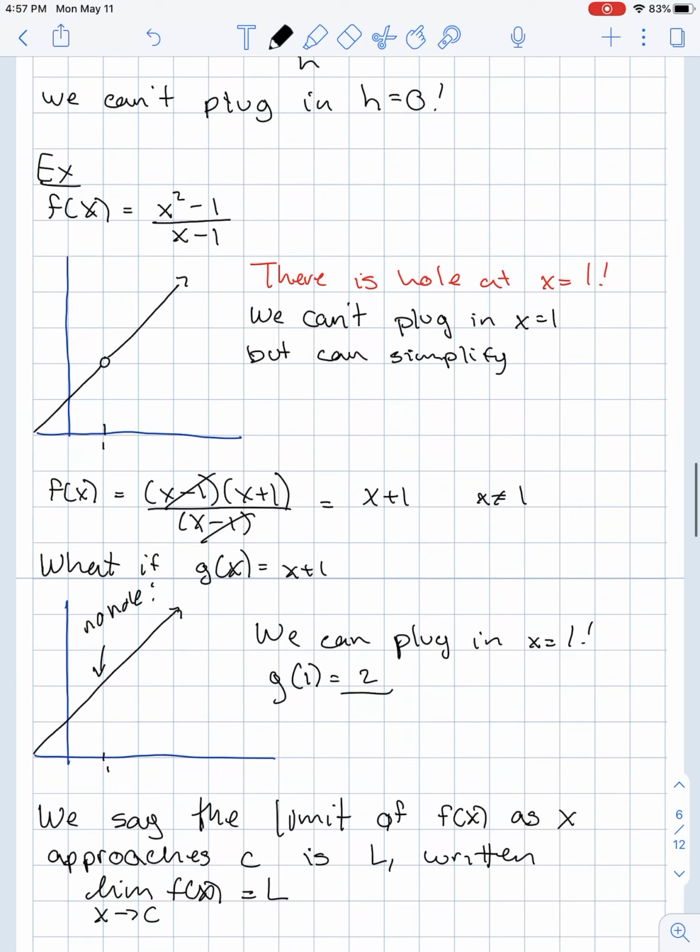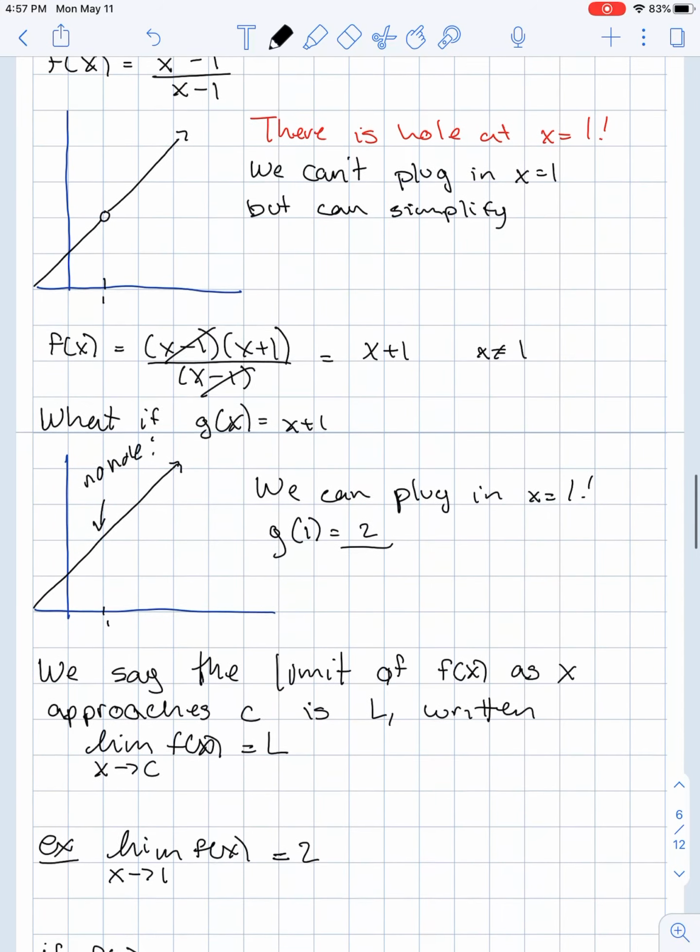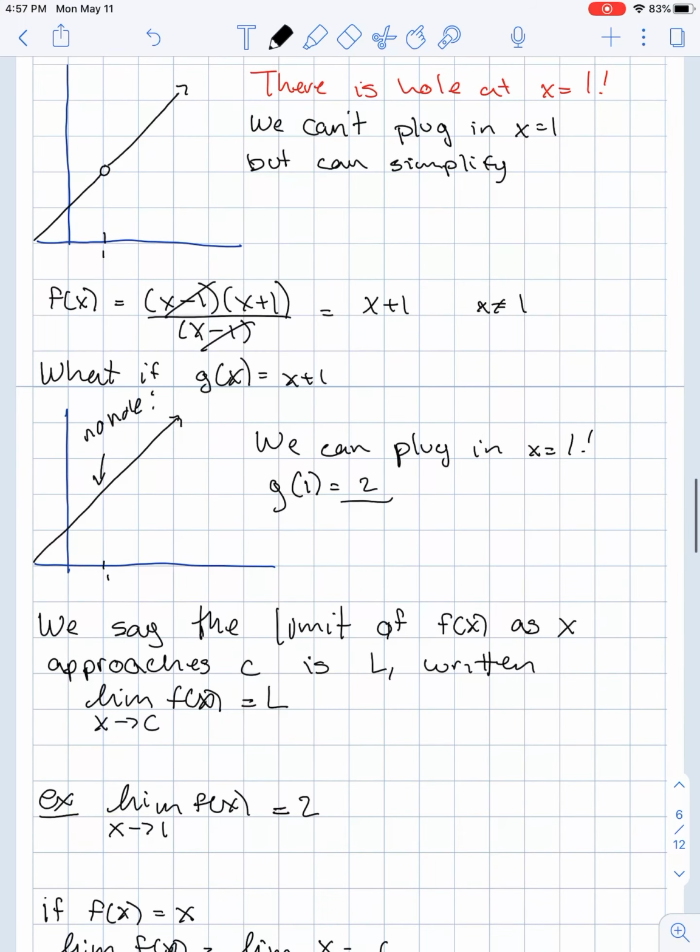So we say that the limit of f of x as x approaches c is L. We write that as the limit, lim, and then under it, x arrow c, of f of x equal to L. So I would say the limit of f of x as x approaches 1 is 2 in this example above. Oh yeah, I wrote it right there.